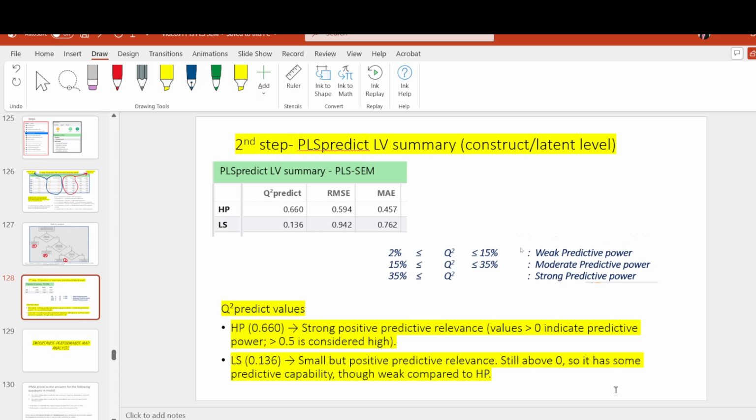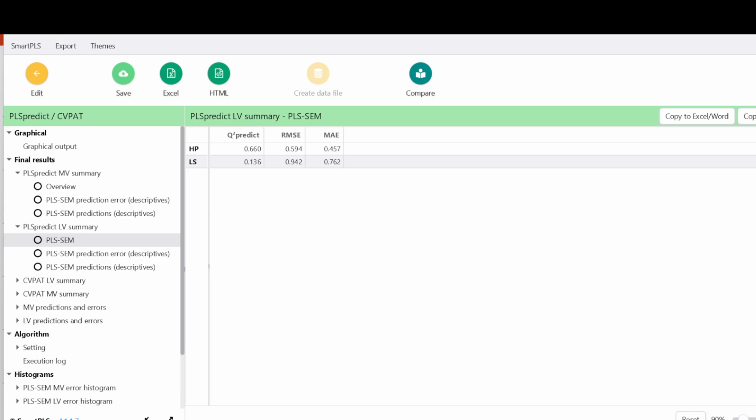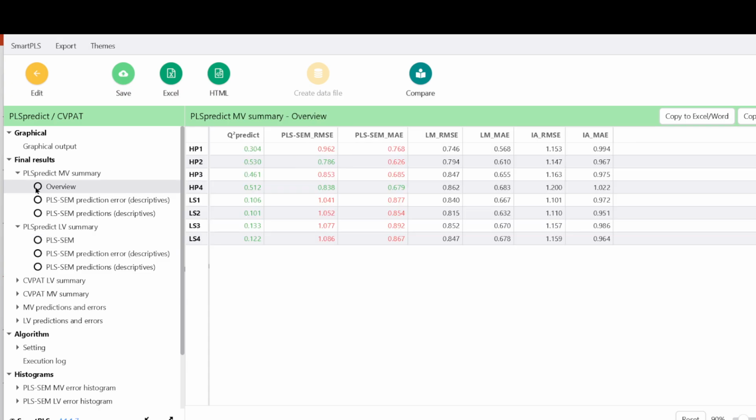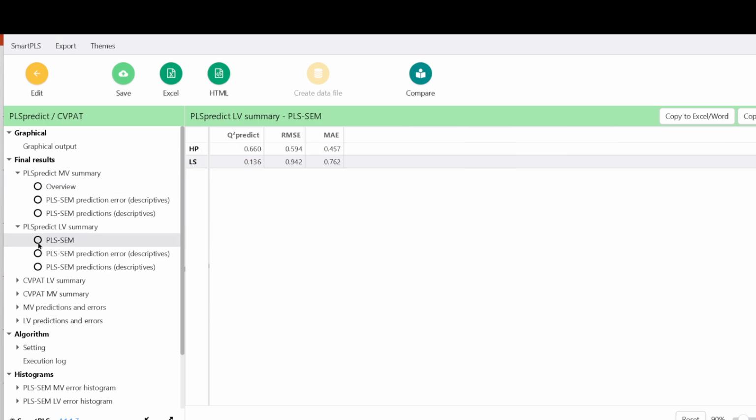So in this way, you can find the model's predictive power at two different levels. The first one is the manifest variable level, or indicator level, and the second is at the construct level. You can find the results of the PLS-SEM at these two points. The first one is PLS predict MV summary, and the second one is PLS predict LV summary. So after giving the explanation of model explanatory power, you have to mention the results of predictive power of PLS-SEM.